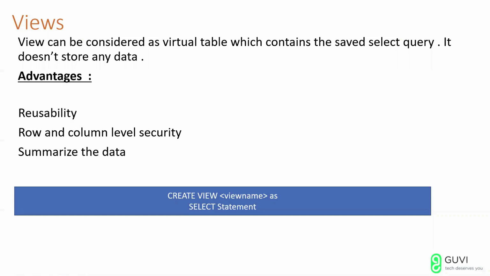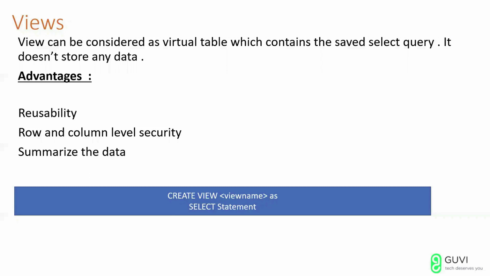So even though you create a view, even though you call it a virtual table, it doesn't store any data. It always goes to the base tables, executes the query, and returns the output to the user. You might be wondering what is the use of having views. The advantages are reusability. Suppose you have a very long query, you can store it in a view so you can reuse it again and again. You can have row and column level security and you can summarize the data.